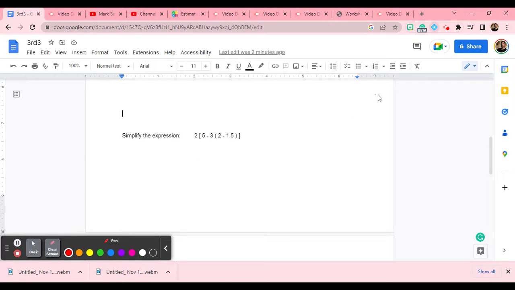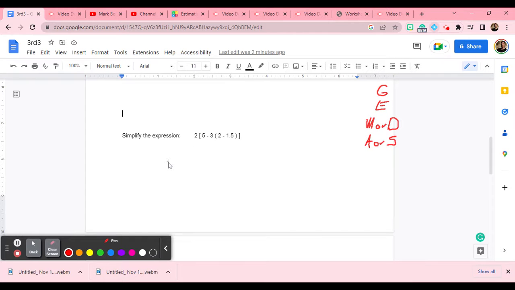Simplifying expressions. Remember, when we simplify expressions, we use G for grouping, E for exponents, M or D, A or S. Grouping, exponents, multiply or divide, whichever comes first, add or subtract, whichever comes first. Okay, so let's take a look.